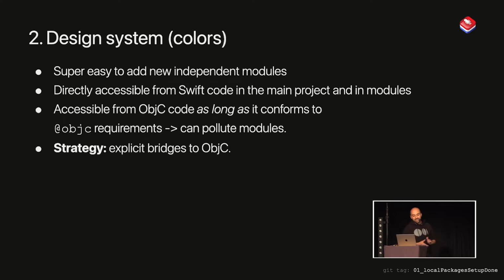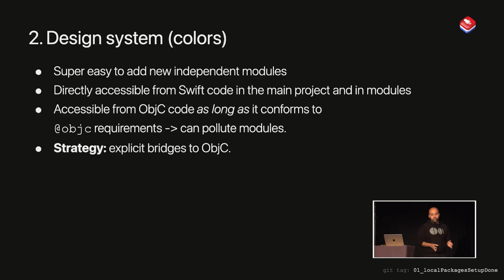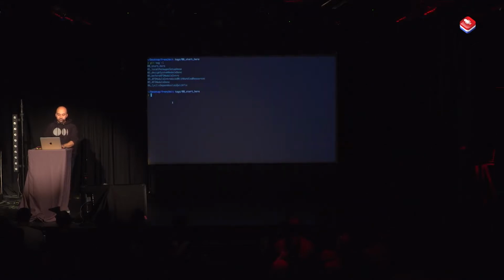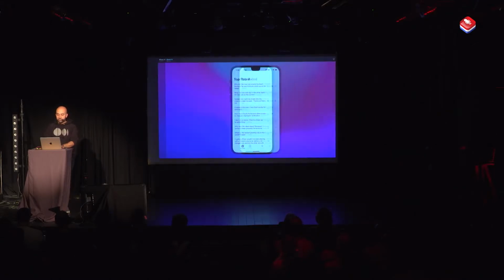So we're going to start with the design system. And basically, it's super easy to add new independent modules these days. They're going to be directly accessible from Swift code in the main project and in modules. And you'll be left with a choice if you have Objective-C code in your project. Either you write your module to be available from Objective-C. You'll have a lot of the Objective-C requirements. You'll have some things that you can't do, like structure items, but you'll be able to do it. We're not going to do this, just because, as I said, we want our module code to be idiomatic Swift and as clean as possible. So let's look at how it might look like.